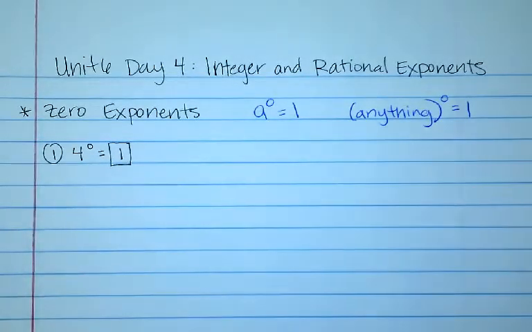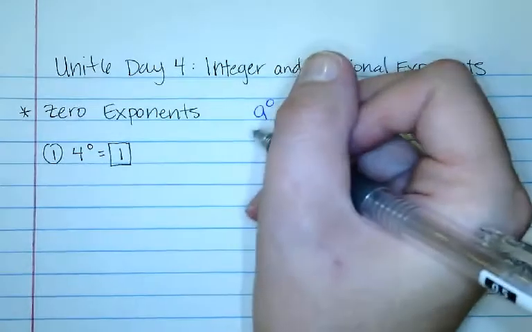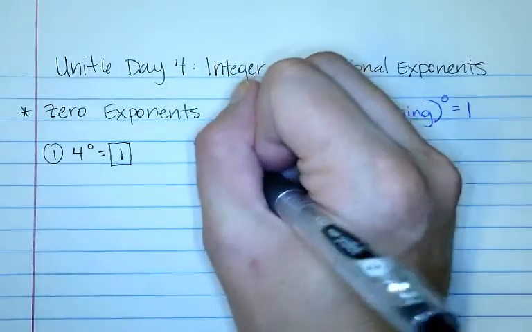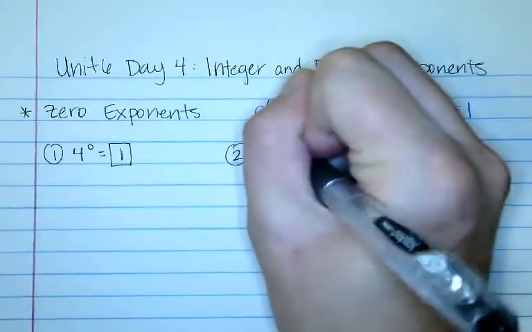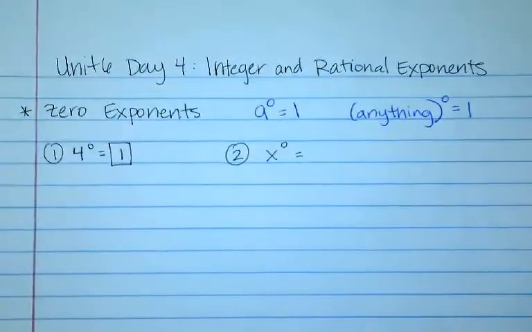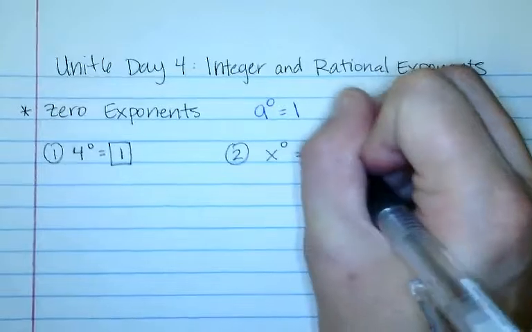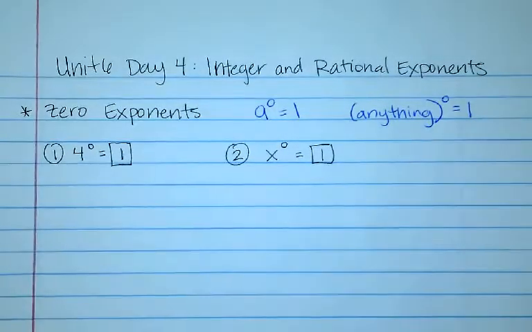So, that being said, let's do a second example here. If we have x to the 0 power, what is that going to be equal to, y'all? 1. Because anything to the 0 power is equal to 1. It's that simple. We just have to remember that anything to the 0 power is equal to 1.